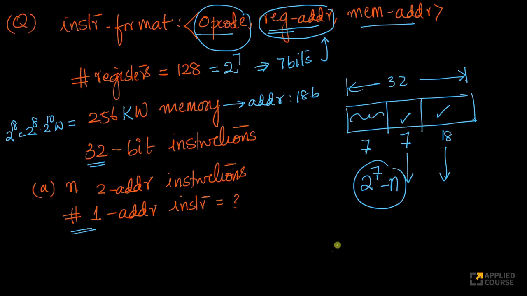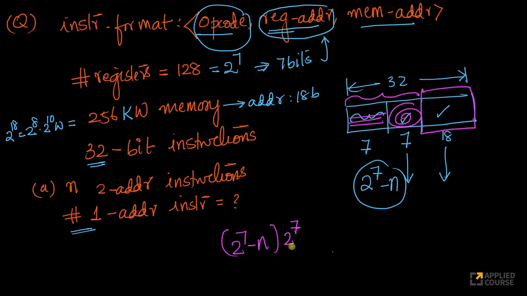Now how many 1 address instructions can I have? So in the 1 address instruction, look at this. This part will still be there in a 1 address instruction. Only this part is freed up for me, right? If you think about it. So in the 2 address instructions, n of them are taken. So 2 power 7 minus n possibilities are there in these 7 bits. These 7 bits, I can have any of them. I can have any of the 2 power 7 possibilities here, right?